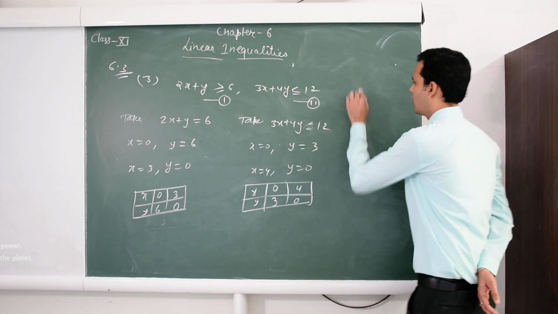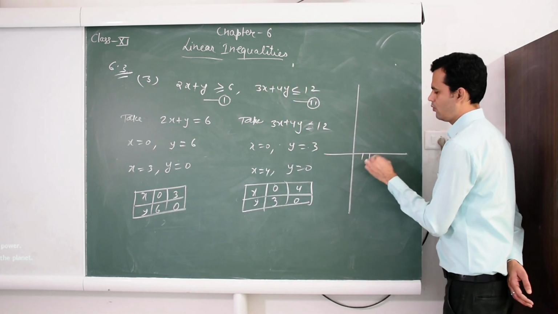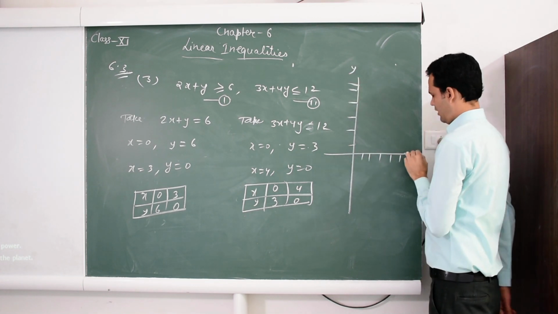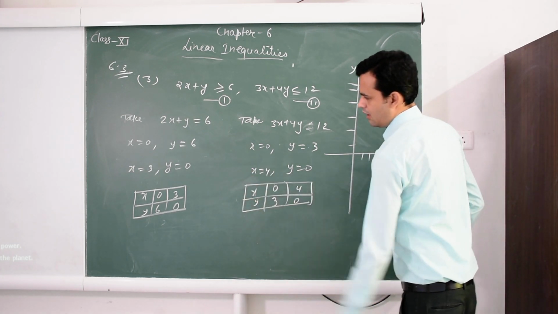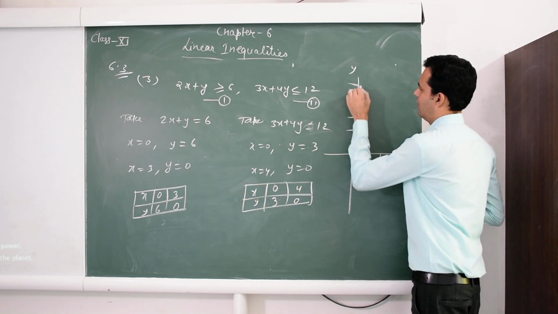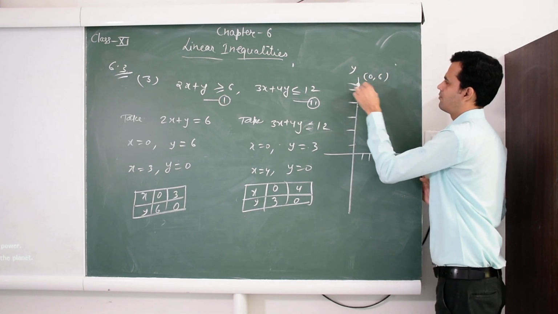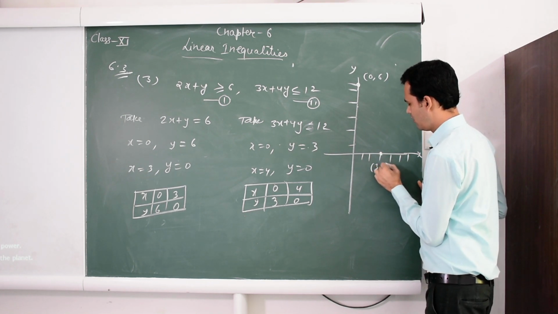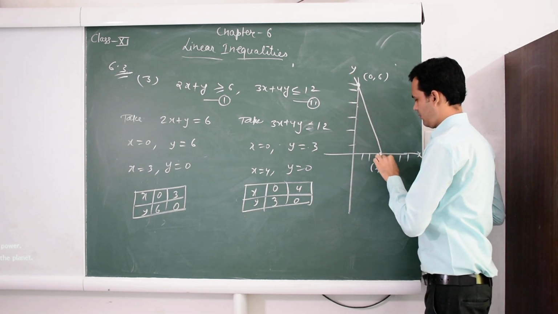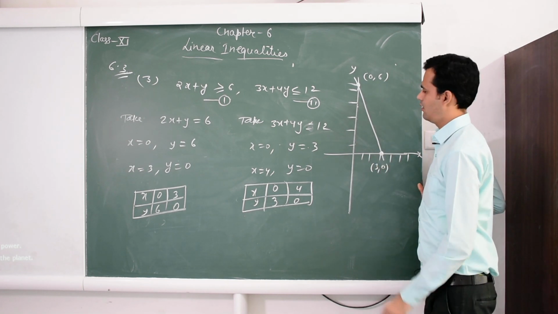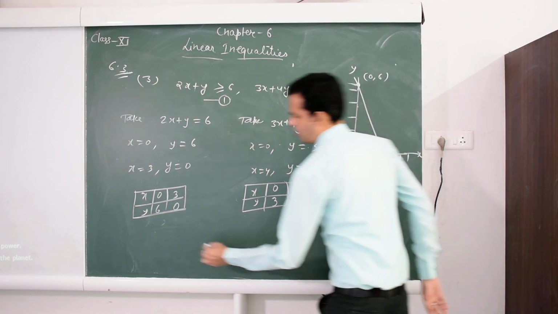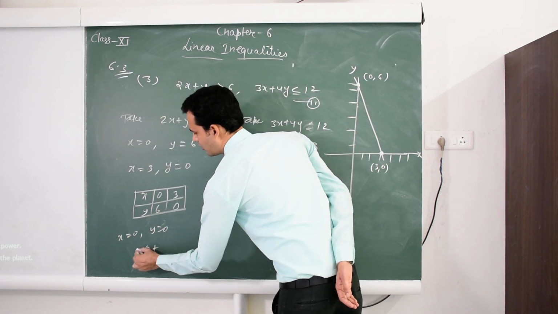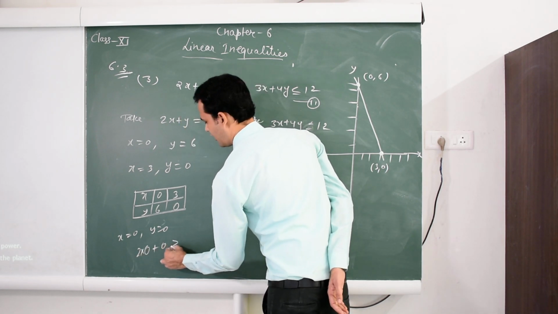Again we draw a graph, 1 2 3 4 5 6 on y and x. For the first, x 0 and y 6, that is 0, 6, and 3, 0. So the graph of the first inequality is this, and if we put x equals to 0 and y equals to 0 in this first one, then we get 0 plus 2 into 0 plus 0 greater than or equal to 6.